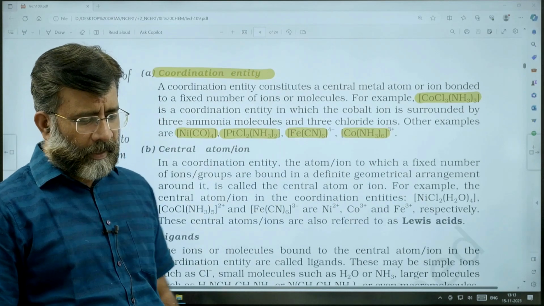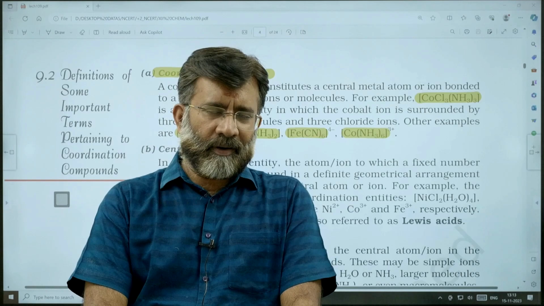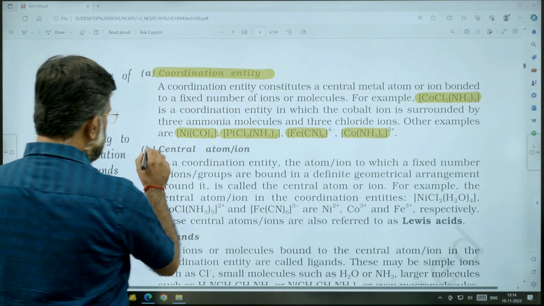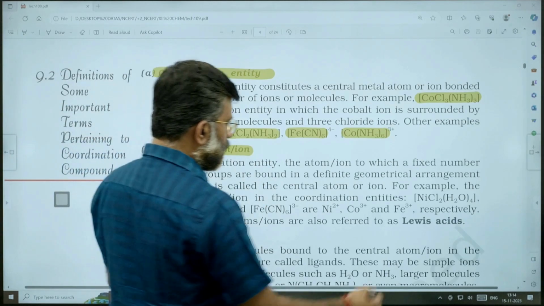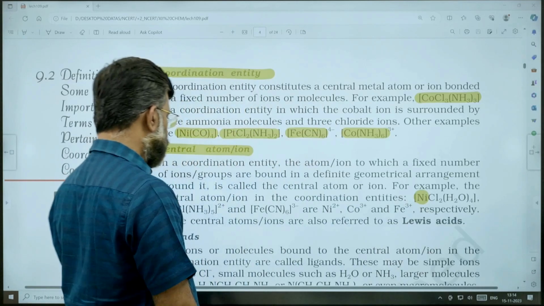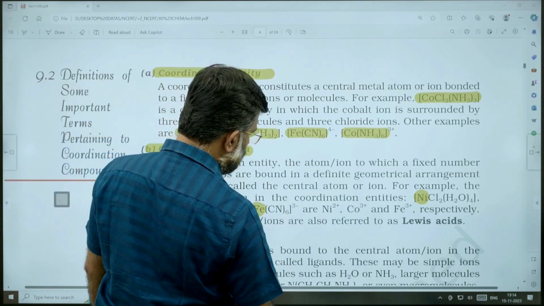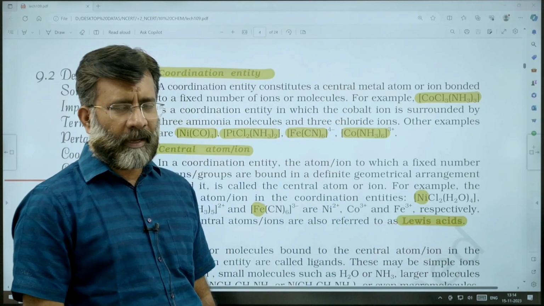So coordination entity will be put in square bracket. They will have a coordination polyhedra. Okay. Now, central atom or ion. Central atom means the central atom. Here the central atom is nickel. Here the central atom is cobalt. Here the central atom is iron. And they act as Lewis acids. Why does the central atom act as a Lewis acid?